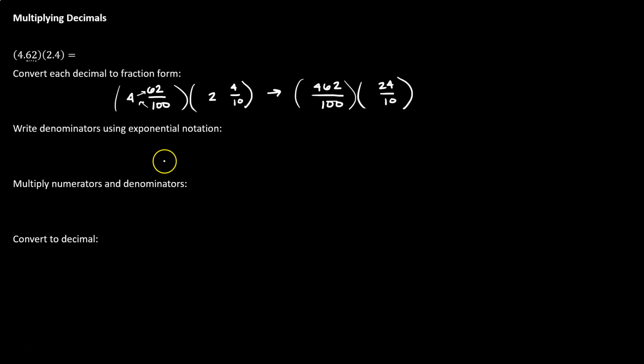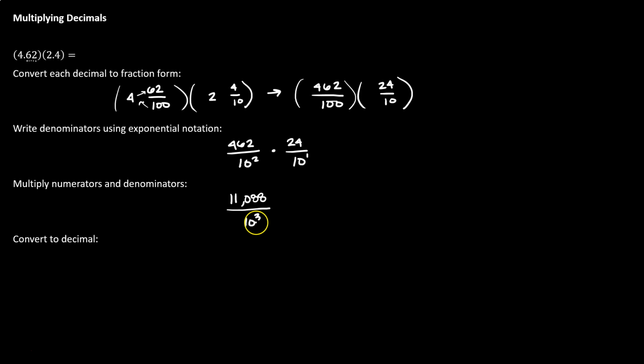Now I'm going to rewrite my denominators using exponential notation. So 462 over 100 will become 462 over 10 squared. And I'm multiplying that to 24 over 10 to the first power, technically. I'm going to multiply my numerators and my denominators. So 462 times 24 becomes 11,088. And my denominator becomes 10 to the third power. Multiplying 10 squared times 10 to the first, same base, different exponents, we add the exponents together to get 3.